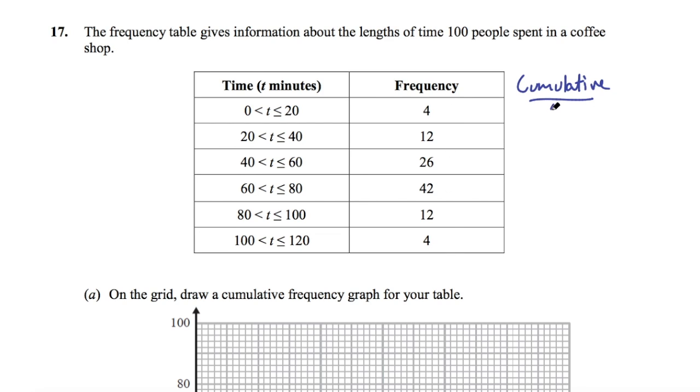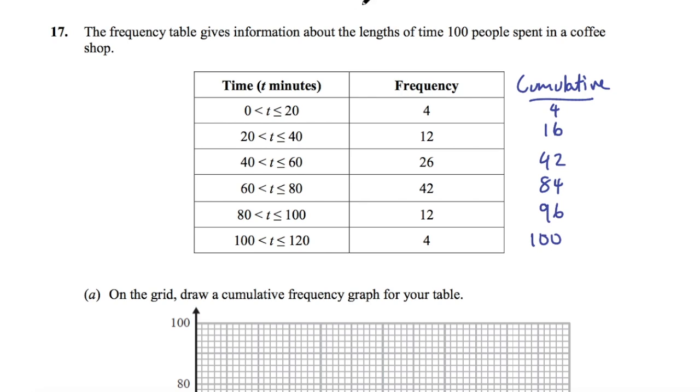So the first one will just be 4, and then the next one is 4 plus 12, so that's 16. And then the next number will be 26 plus 16, that's going to be 42. And then the next one is 42 plus 42, that's 84. And then the next one is 12 plus 84, that's 96. And then the next one is 4 plus 96, that's 100.